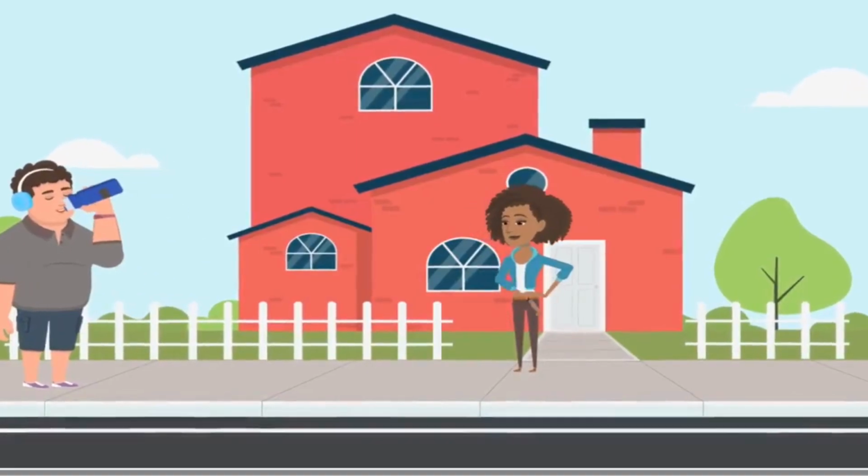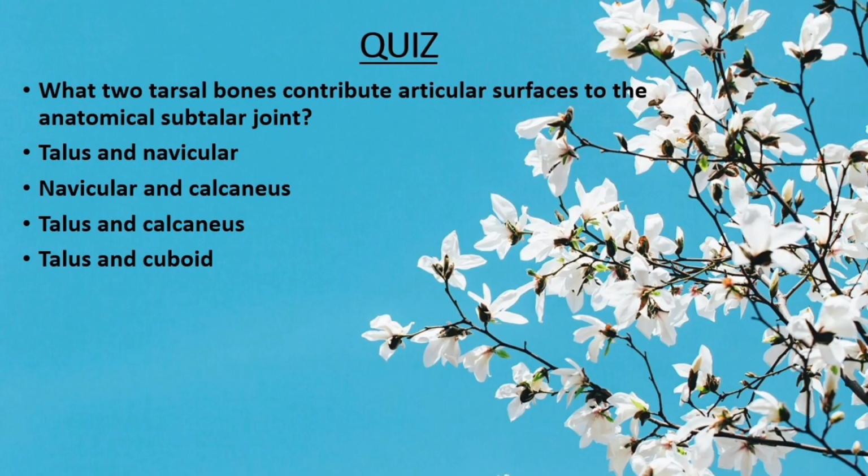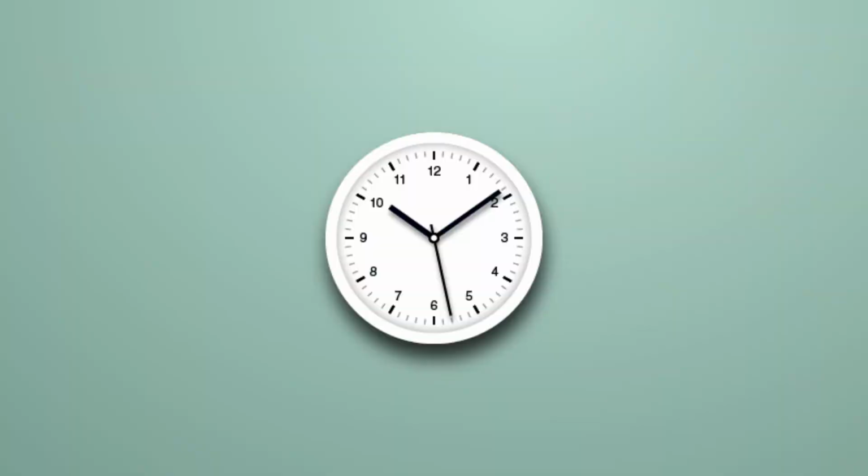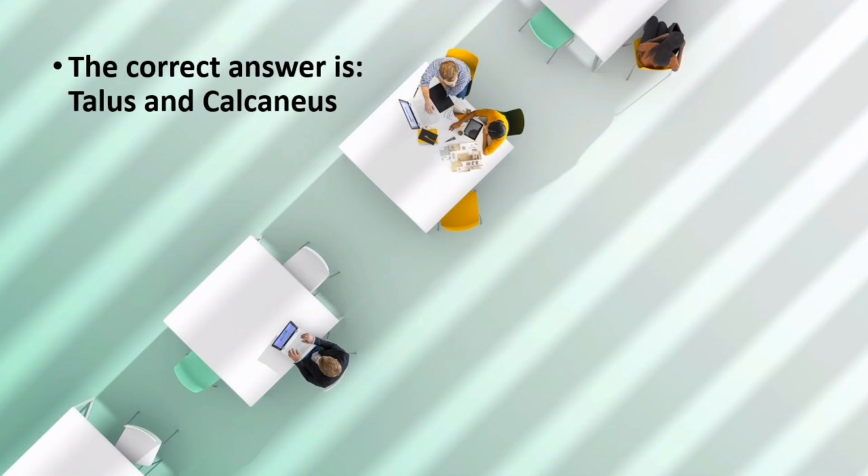Now let's have a quiz. 1. What two tarsal bones contribute articular surfaces to the anatomical subtalar joint? Talus and navicular. Navicular and calcaneus. Talus and calcaneus. Talus and cuboid. The correct answer is talus and calcaneus.